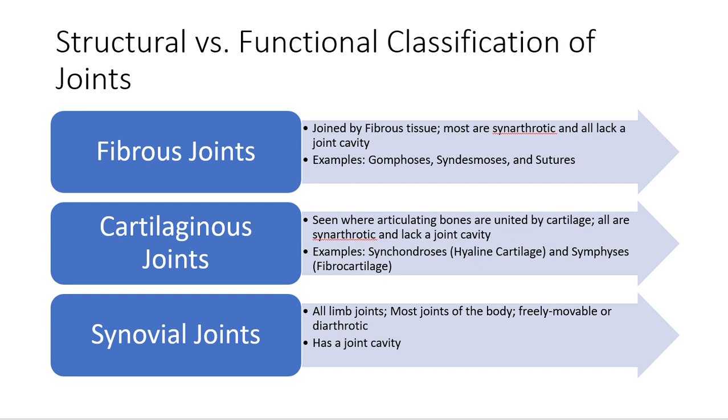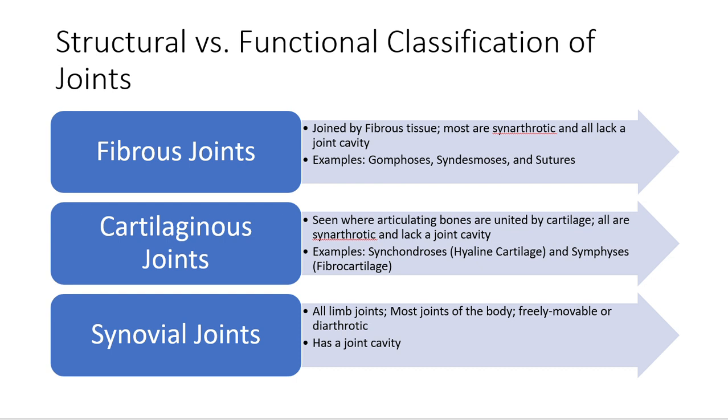You have the gomphoses, or a peg and socket joint of a fibrous joint between your tooth and its socket, ligaments like syndesmoses, and fibrous tissue between skull bones like sutures. And then you have the synchondroses or hyaline cartilage joints, or symphyses, fibrocartilage joints. All of these don't really have movement, but they do attach bone ends together.